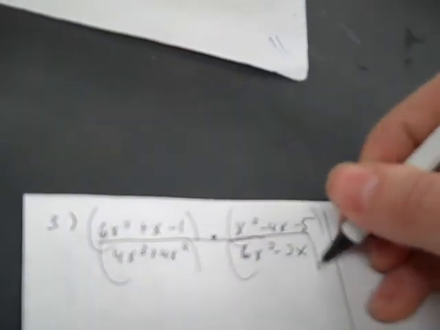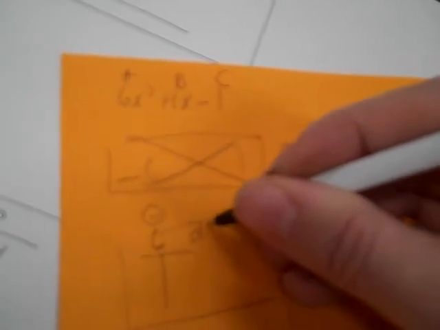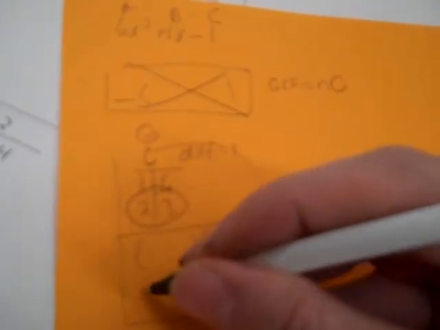Okay, next one. Extend the line and go to your factoring. 6x to the second plus 1x minus 1. GCF and the T-chart. GCF is no, we don't have one. 6 times negative 1 is negative 6, so difference of 1. It's not 1 and 6, but it is 2 and 3. A equals 6, so I need two sets.